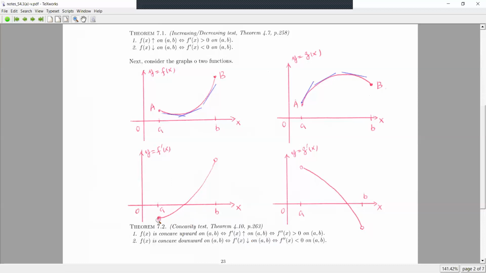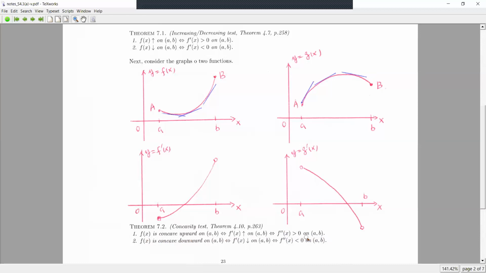Therefore, by the increasing, decreasing test, this curve is increasing. The slope of this curve is positive. This curve is the graph of this guy. The slope of this curve, take the derivative of this guy, the second derivative, is greater than 0 on the interval. So if a curve is concave up, then the first derivative is increasing and the second derivative is greater than 0.